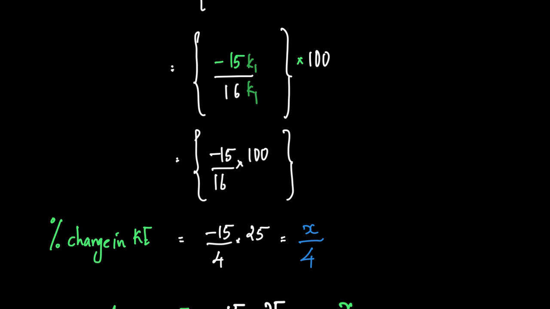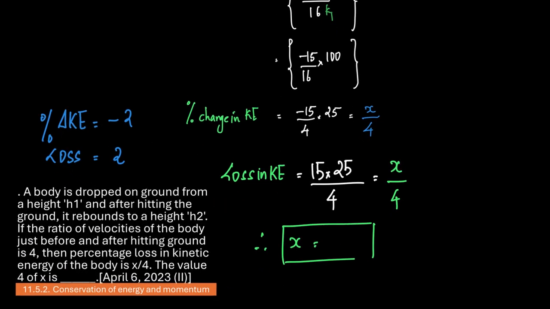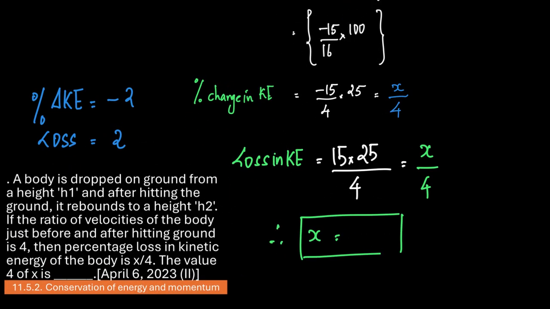Now what is given in the question? See, this is where the scalar approach and the magnitude, negative and positive, come into the picture, and the significance of it. Now minus 15 by 16 into 100 can be written as minus 15 by 4 into 25. The percentage loss in kinetic energy is given by x by 4. Now what we have found is not the percentage loss, it is the percentage change. The percentage change is minus 15 by 4 into 25.